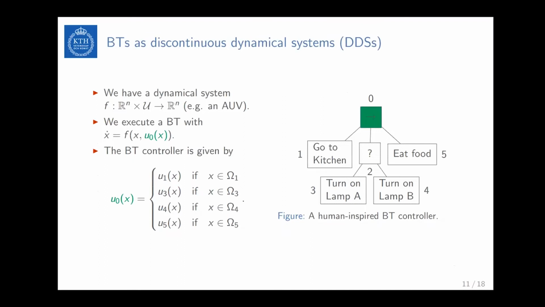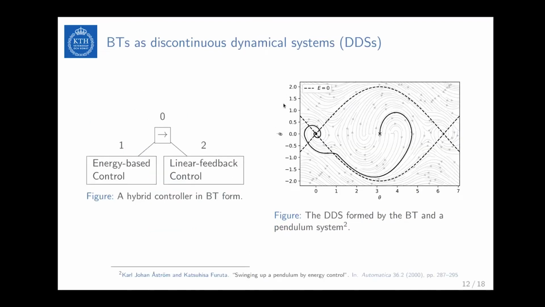Say we have some dynamical system that is just a function of the state and control, and it returns the rate of change of the state. An AUV can be formulated that way. Then we define the execution of a behavior tree as the simulation of that dynamical system with the behavior tree controller, which is this ordinary differential equation here. And using those operating regions, we have this hybrid controller. Altogether, we showed that behavior trees in this way form discontinuous dynamical systems.